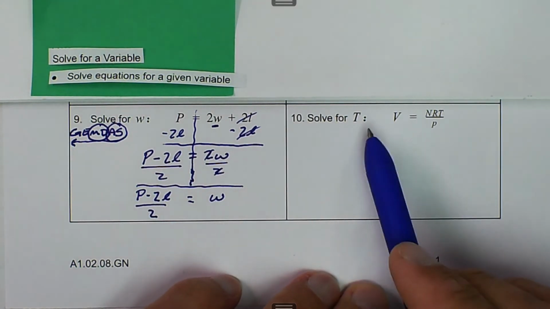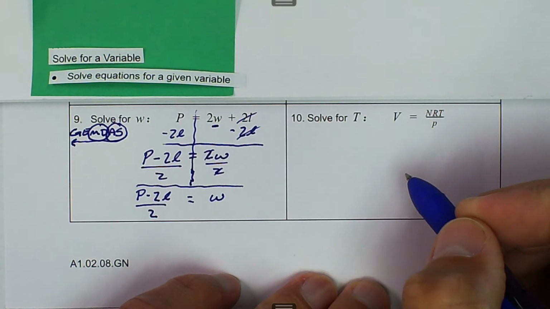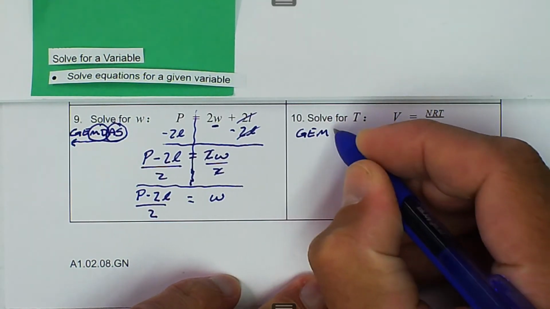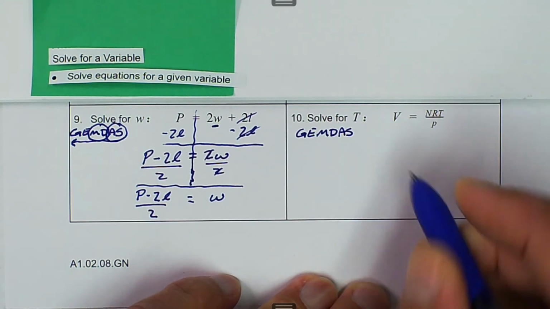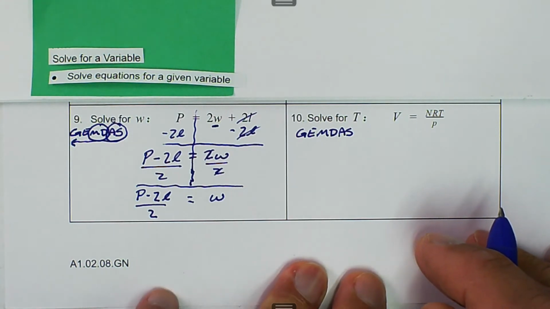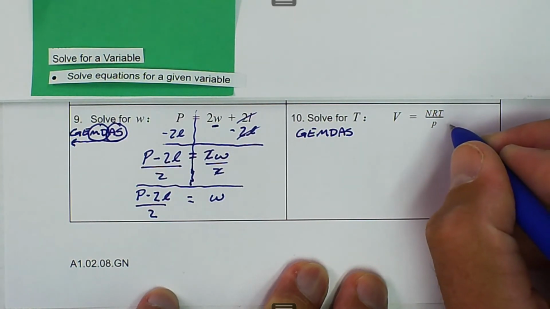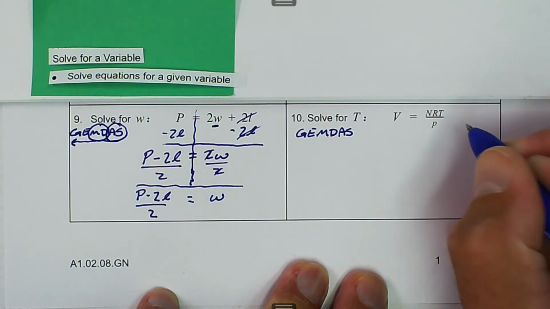Last one says solve for T. This one, still going to do GEMDAS. We can actually do this one in 1 step, or we can do this in 2 steps. I think it'll be easier to illustrate it in 2 steps, so that's what I'll do first, but I'll also show how to do it in 1 step.